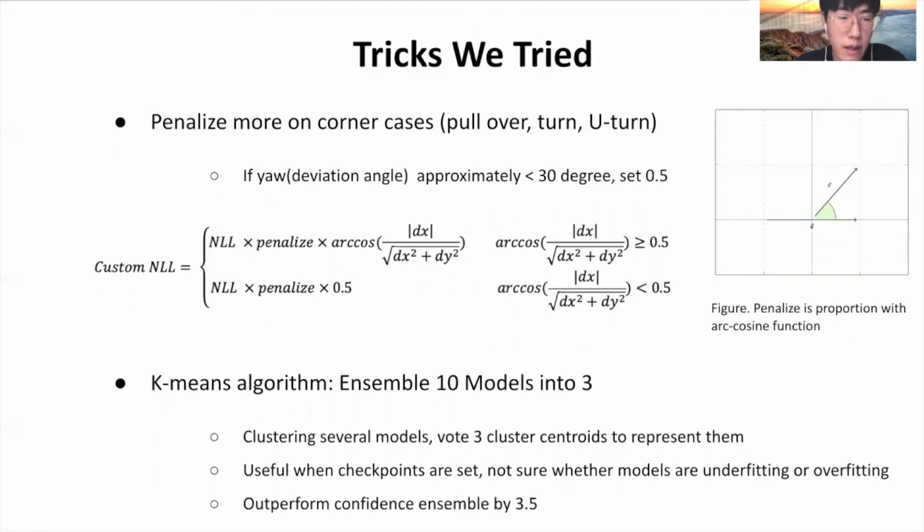And the other algorithm we use is k-means. We want to ensemble 10 models into 3. The k-means, based on the Euclidean space, will cluster several models and vote 3 cluster centroids to represent them. And it is very useful when the checkpoints are set. If we are not sure whether models are underfitting or overfitting, k-means outperforms the confidence ensemble by 3.5.